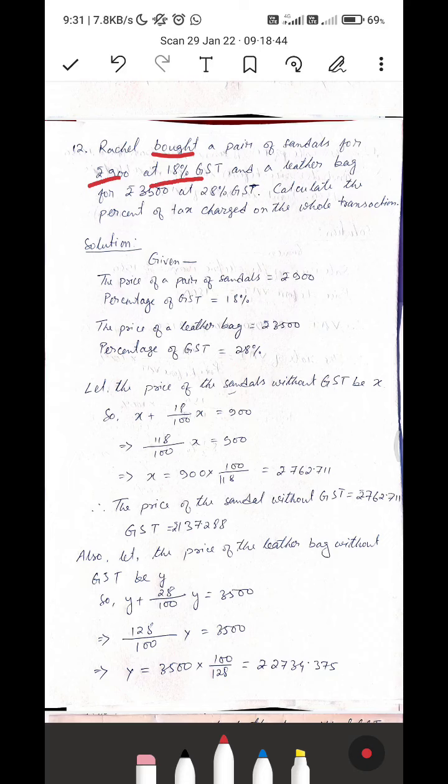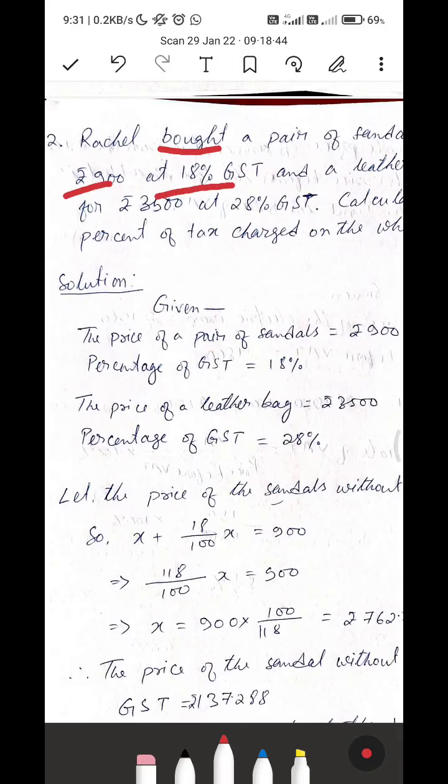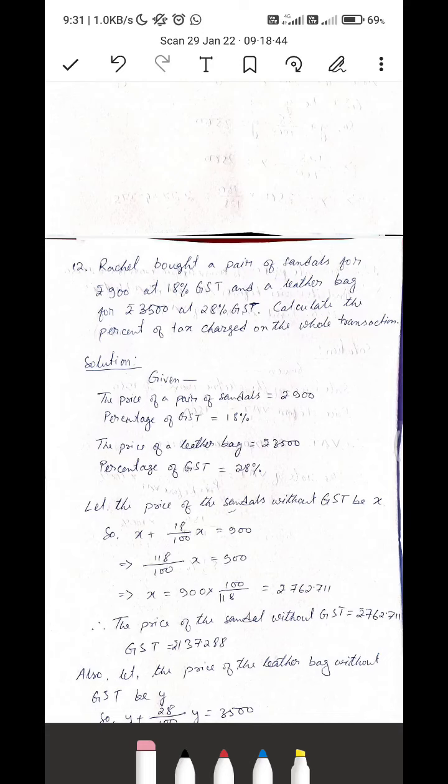Now this 900 also contains the tax of how much? 18%. Okay, now the next portion. And a leather bag for rupees 3500 at 28% GST. This means the 3500 also contains an amount of GST of how much? 28% of the marked price of the leather bag. What is your work? You have to calculate the percent of tax charged on the whole transaction. This means this 18% plus this 28%, the total amount of tax charged on two different goods of two different prices. We will have to express this in terms of percentage.